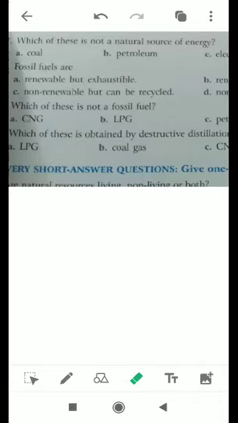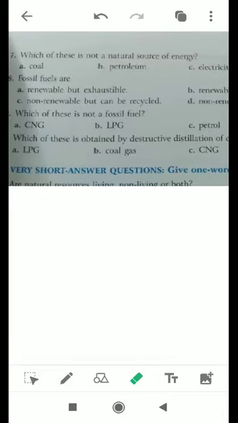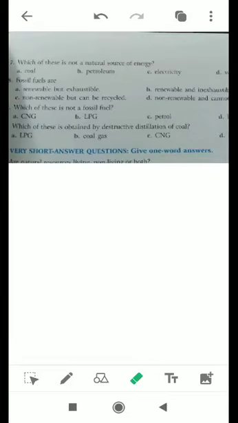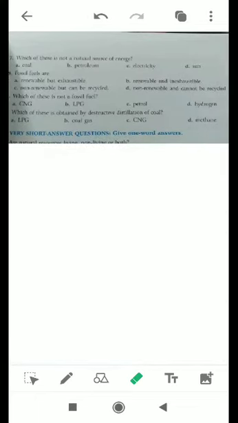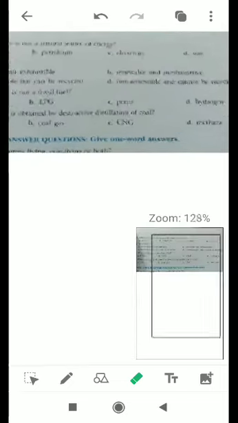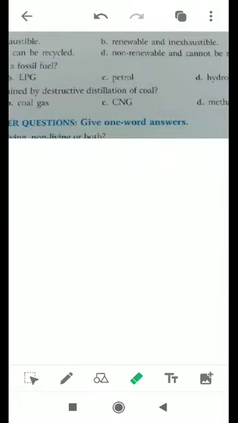Which of these is not a fossil fuel? CNG, LPG or petrol, and one more, hydrogen. So I think CNG, LPG, petrol, these all are fossil fuels, but hydrogen is not a fossil fuel. So hydrogen is the correct answer, students. Hydrogen. Okay.